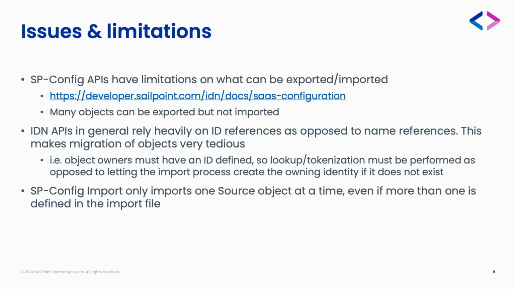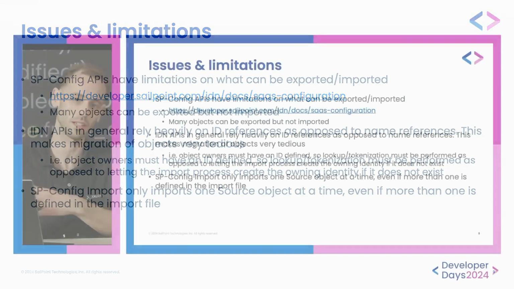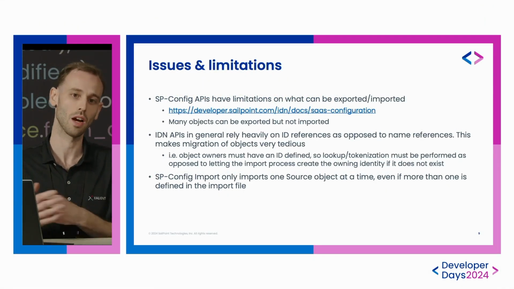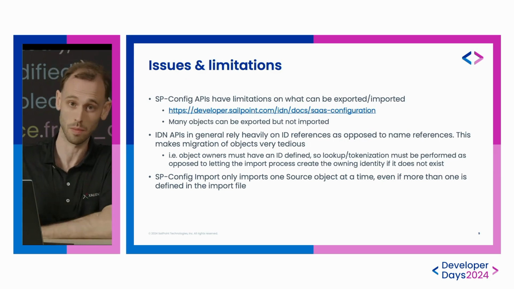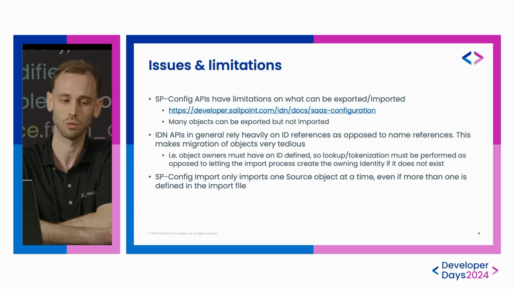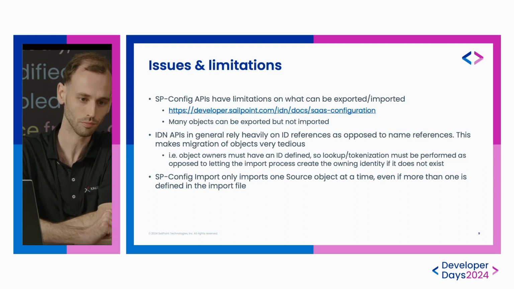With Identity IQ and the SSB import process, your application owner, for example, if it didn't exist in the target environment, it would create a shell of an identity just so it could resolve that reference. With Identity Security Cloud, we need to make sure that identity exists first so that it can be defined as the owner. And if it doesn't, you're going to run into errors when you're trying to perform your import or deployment process.